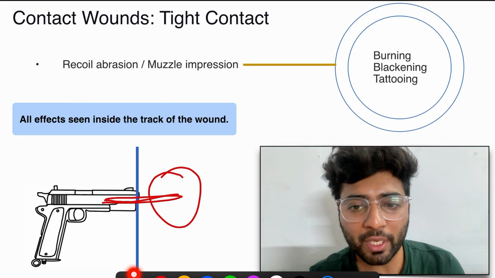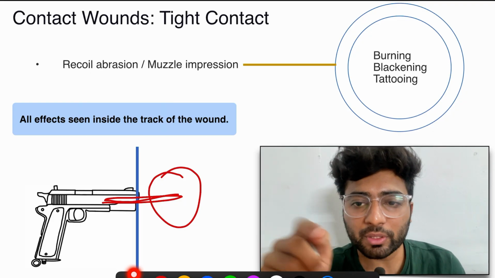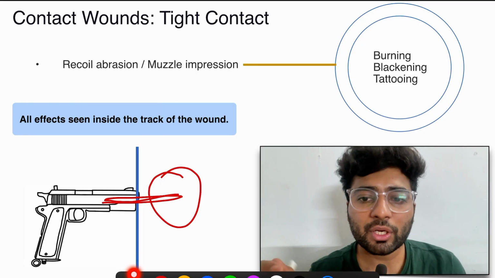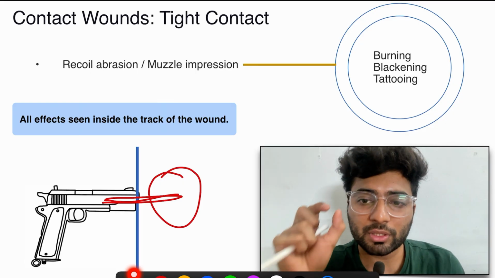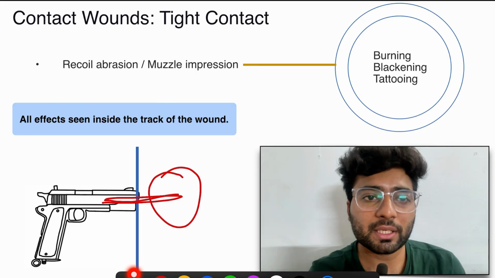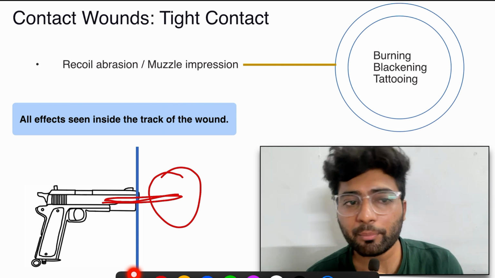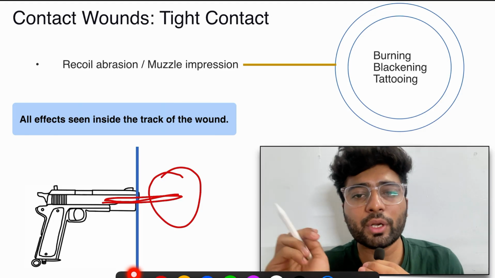muzzle impression, meaning the gun's outer layer, sorry, not the bullet, is causing a mark or abrasion over the skin. That is a recoil or muzzle impression, right? So all the effects are seen inside the track of the wound whenever there is a contact wound.